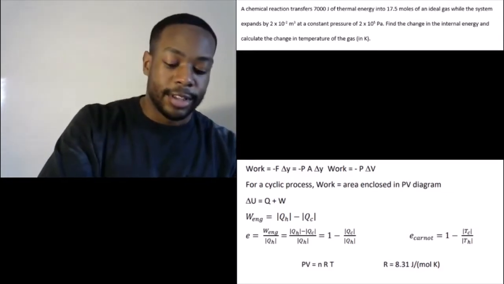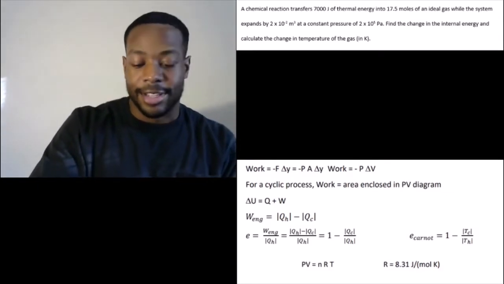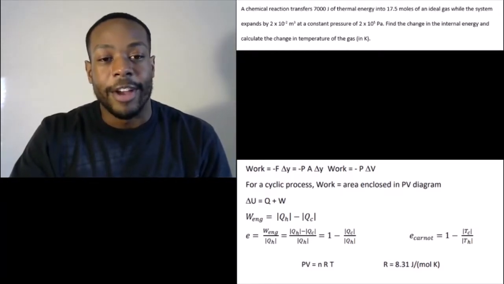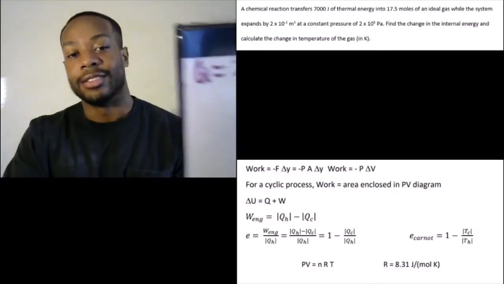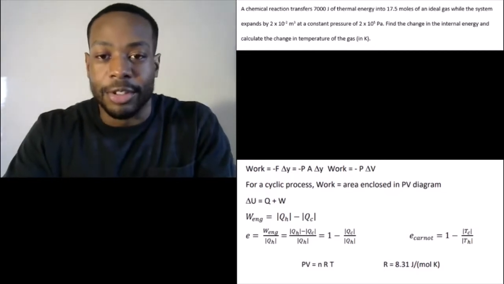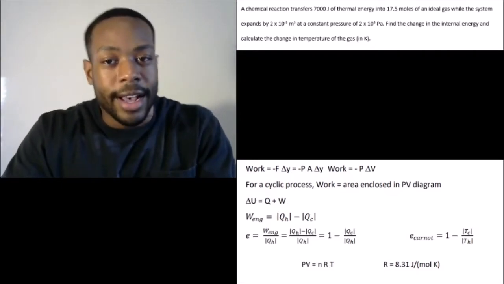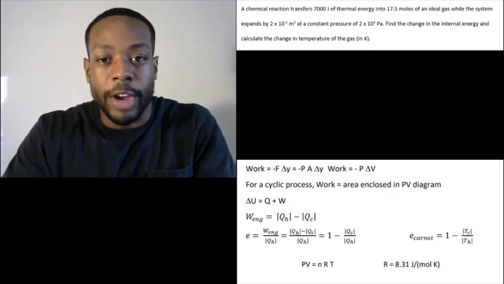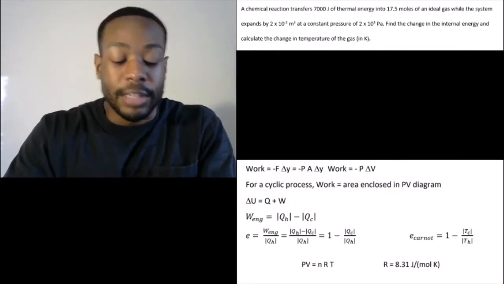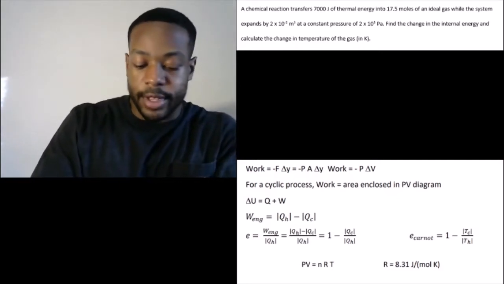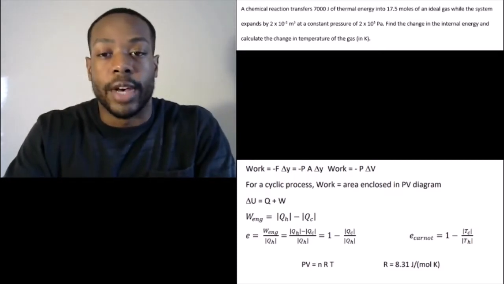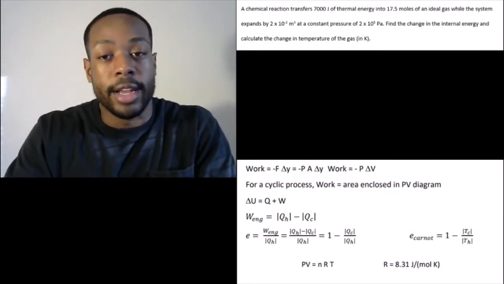So 7,000 joules of thermal energy. The variable for that was Q. That's what gave that away, but now you know. I was going to ask you to find it yourselves, but I guess it's easier if I just tell you. Q is the variable for the thermal energy we're going to put in there. 17.5 moles, you could find that variable yourselves. So 17.5 moles of an ideal gas.